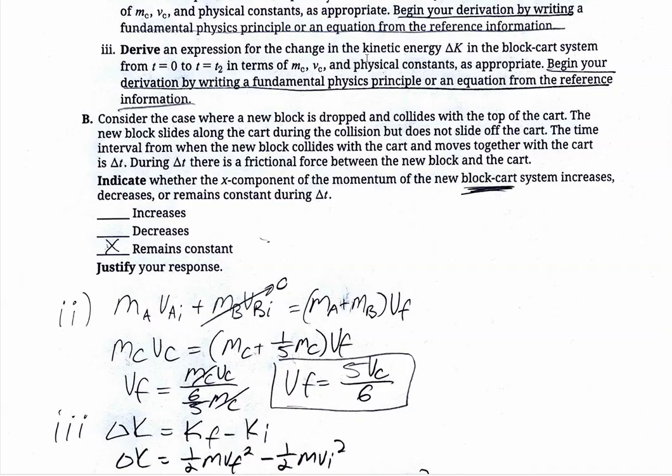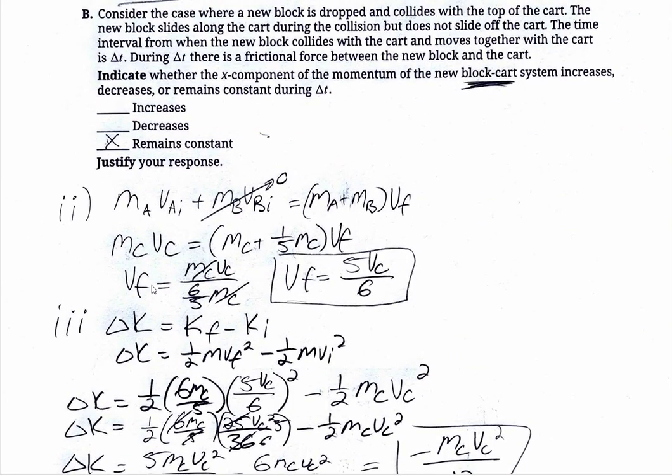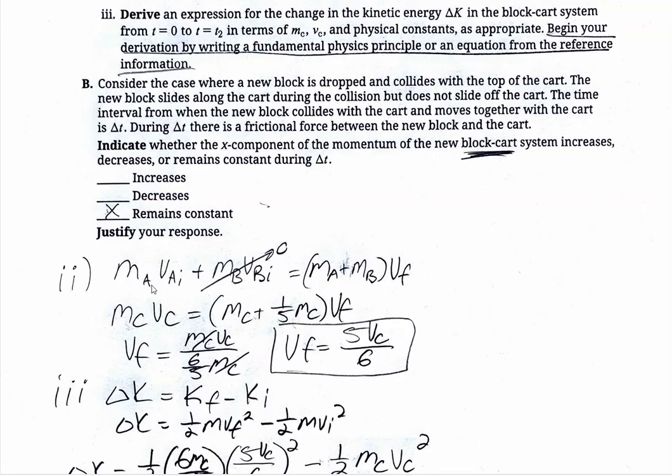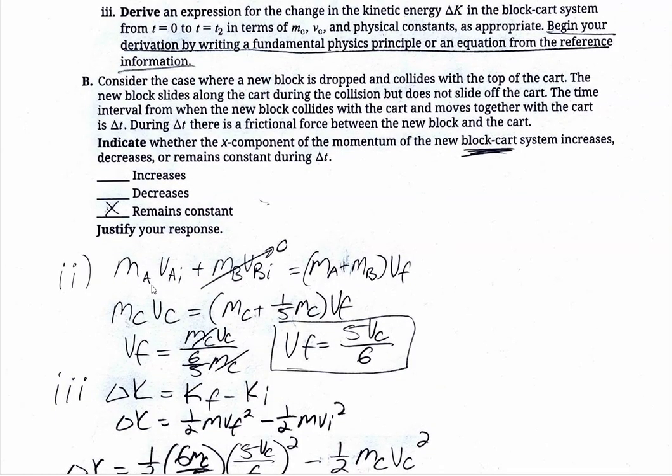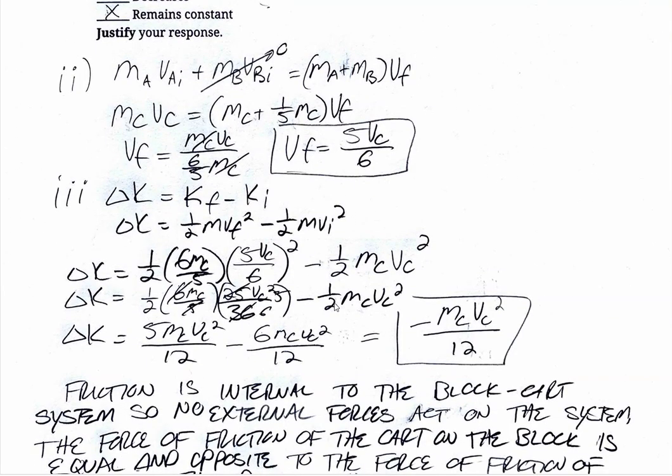Next question says, derive an expression for the change in kinetic energy. Begin by writing an equation. So I started with delta K. This isn't conservation of energy. This is change in kinetic energy. Change in kinetic energy, or any change, means final minus initial. So that's what I did. I did final minus initial, and I wrote out an expression before subbing my values. And during any collision, you're probably going to lose kinetic energy, so I'm not worried about this negative value.